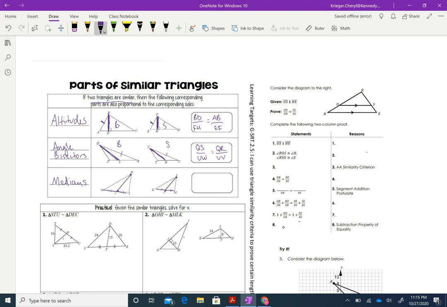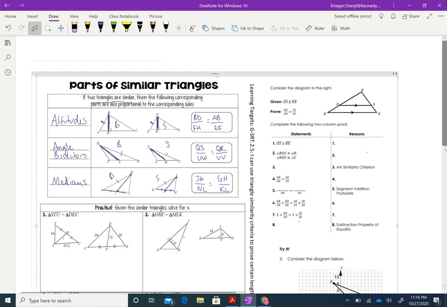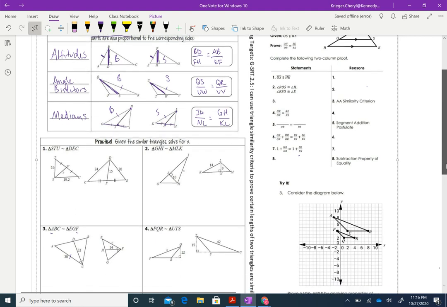So we'll say big over small. That's a preference, it doesn't matter. I'll say JH over my other median NL is proportional to, and we'll just pick two sides. So I'll say GH over KL. And we can use that to solve problems, which we'll do in 1 through 4. So I'm going to do 1 and 3, and you guys can do 2 and 4.